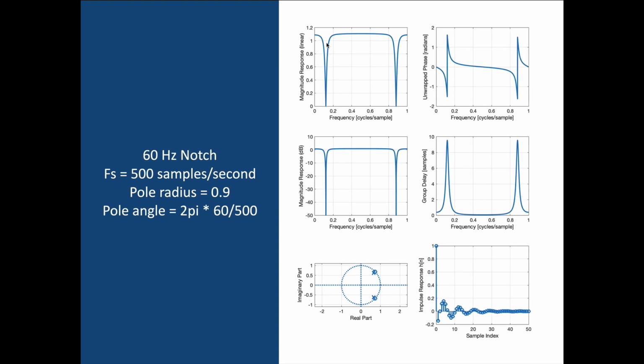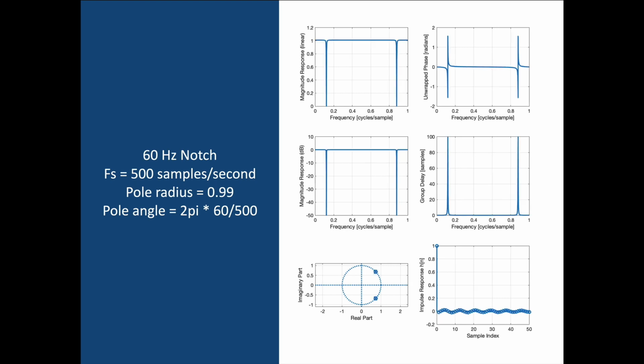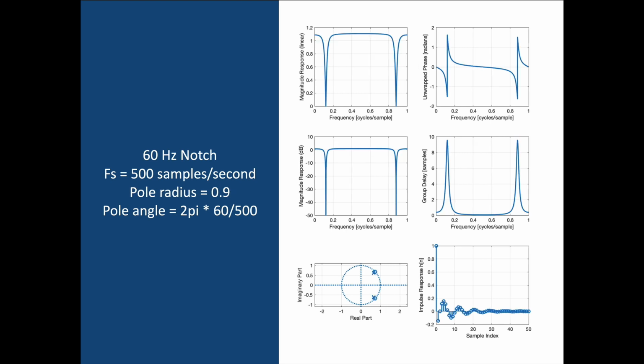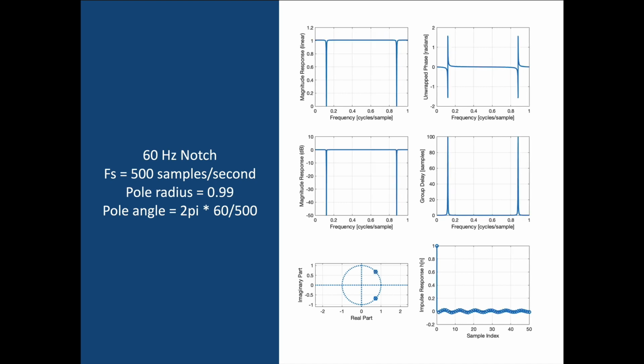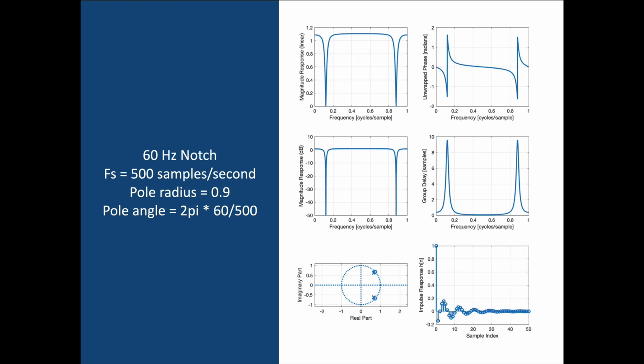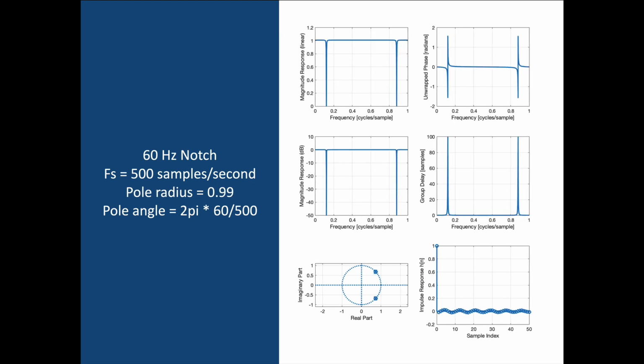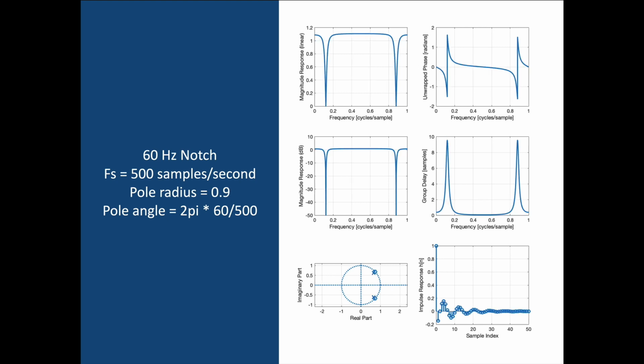You can see that here in the linear or the dB magnitude response, we're notching out 60 hertz. And that's with a pole radius of 0.9. Here's a pole radius of 0.99. You can see that the width of the notch changes quite a bit as you move that pole out to the unit circle. And so where you want to place that pole just depends upon what other kinds of frequencies near 60 hertz that you want to preserve in the output.